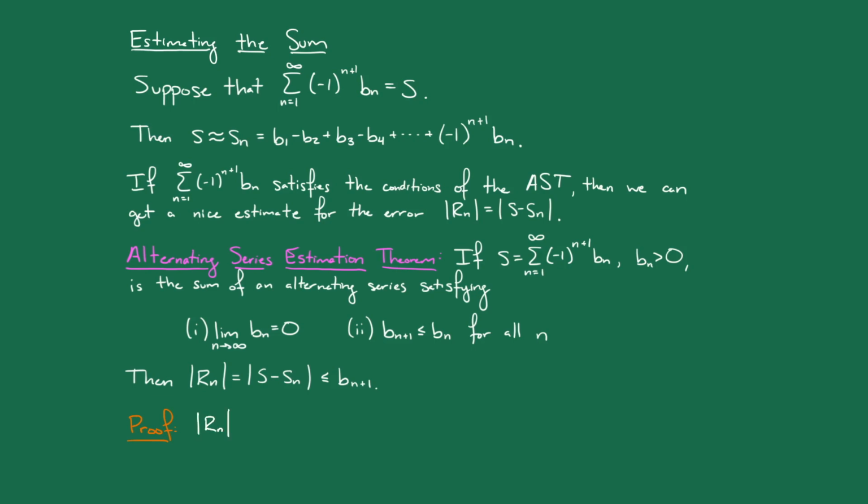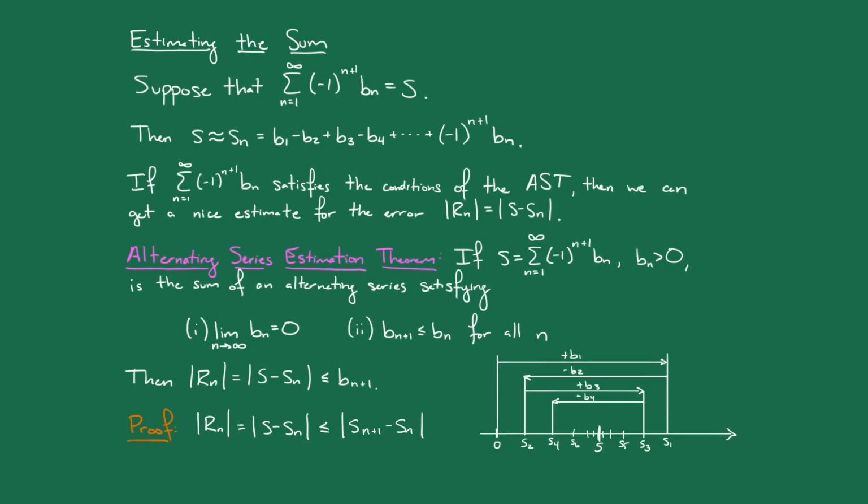We have that the error is equal to the distance between s and Sn. However, since the Bn's are decreasing, the distance between s and Sn must be less than or equal to the distance between S(n+1) and Sn. To see this, think back to the picture we drew when we were talking about the alternating series test. You can see here that the distance between a partial sum and the following partial sum is always smaller than the distance between the partial sum and the limit s.